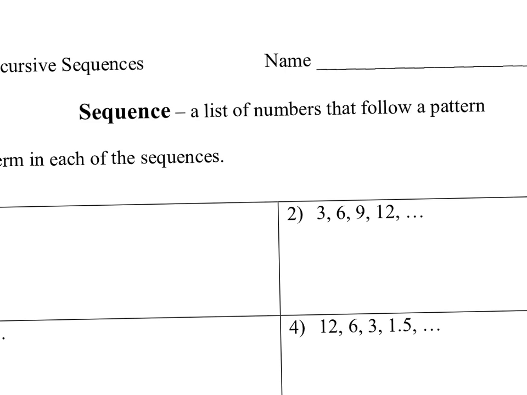title for this unit is called Sequences and Series. The first one that we're doing is the sequence. It's a list of numbers that follow a pattern. So we're going to be finding the pattern, using the pattern, and figuring out the pattern. So here we go.